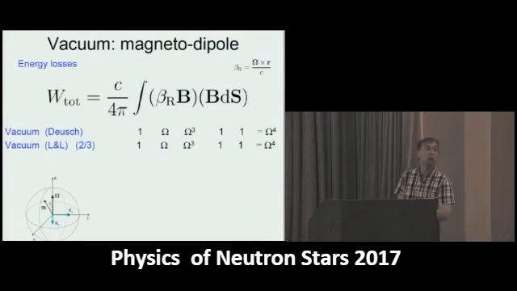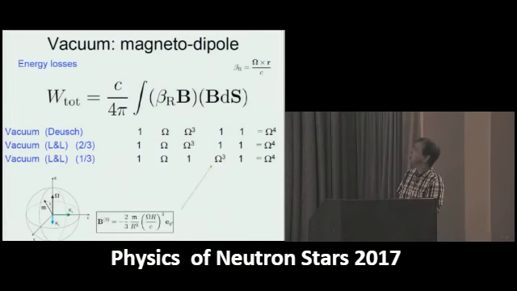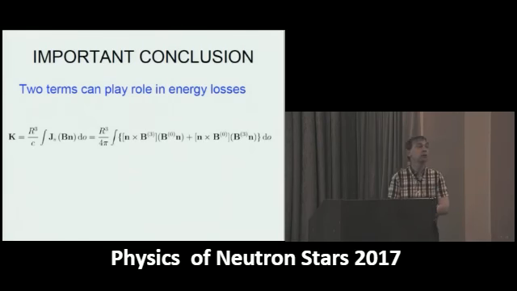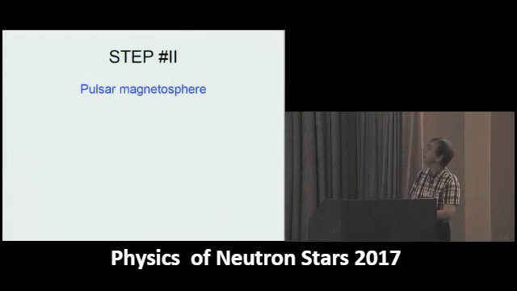Only 2/3 of the energy losses are concerned with the first term, and 1/3 with the other one, because the only difference in these 2 solutions is a very, very small additional magnetic dipole, which certainly doesn't change the energy losses, but this additional term changes drastically the current system, which results in the pulsar breaking. So, an important conclusion: 2 terms can play a role in energy losses of a rotating magnetized sphere.